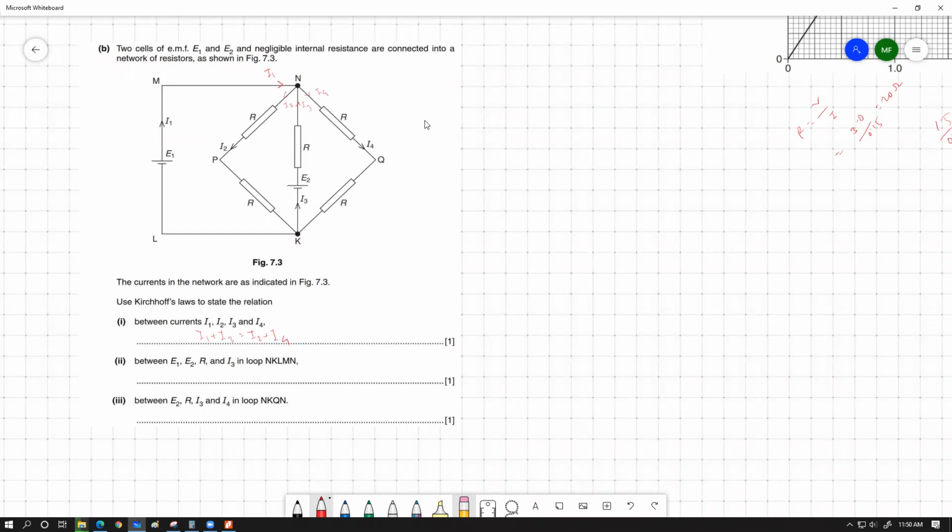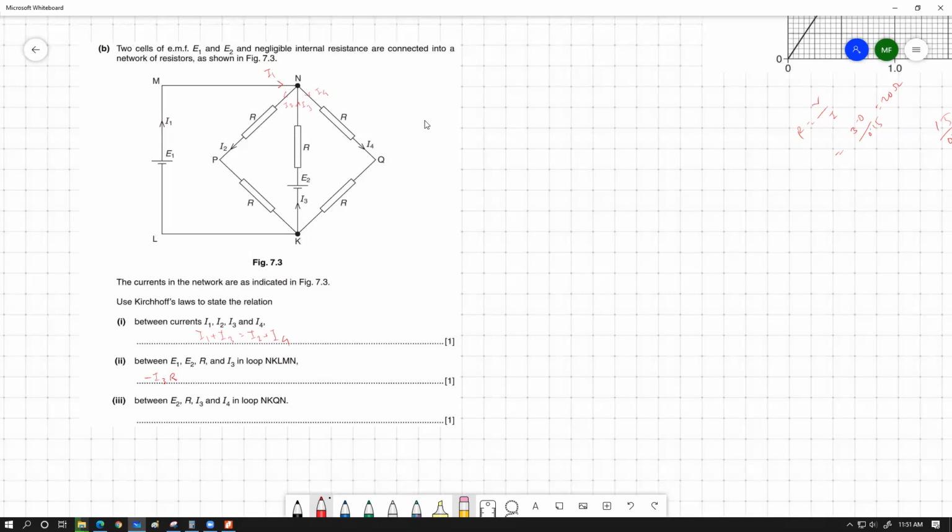Then it says the relation between E1, E2, R and I3 in the loop NKLMN. So let's first find that out. NKLMN. So this rectangular loop we are considering. Forget about the sideways. We'll start from N. And as we go from N to K, we see that our considered loop direction is opposite to the current. So minus I3R. Then K to L, nothing. L to M, nothing. M to N, nothing. So that's it. Minus I3R, NKLMN.